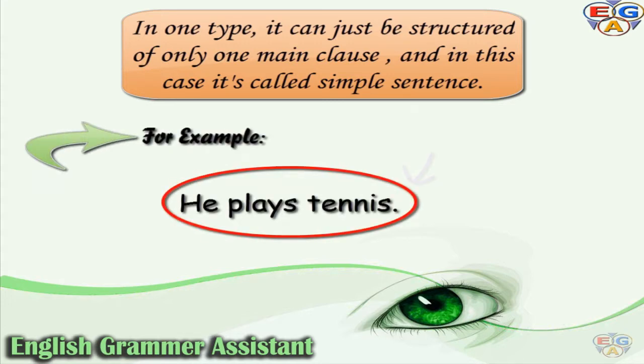For example, he plays tennis. This sentence is a simple sentence because it consists of only one main clause that has a subject, verb, and an object.